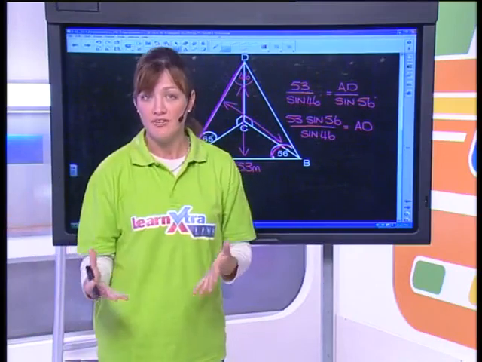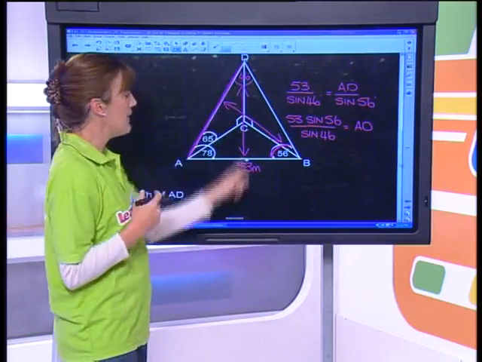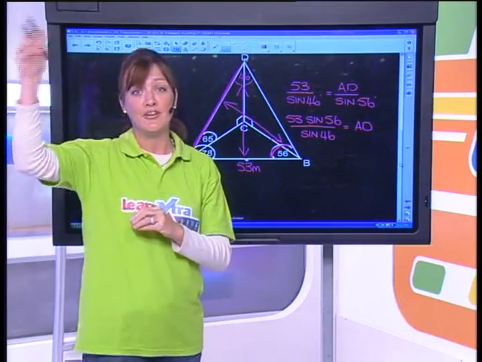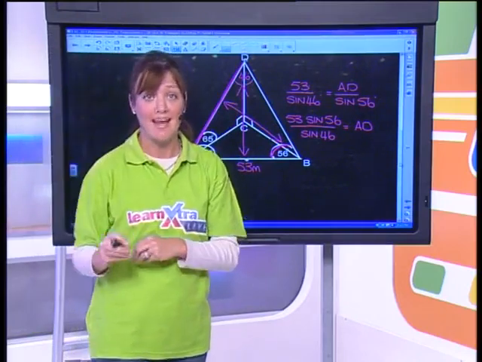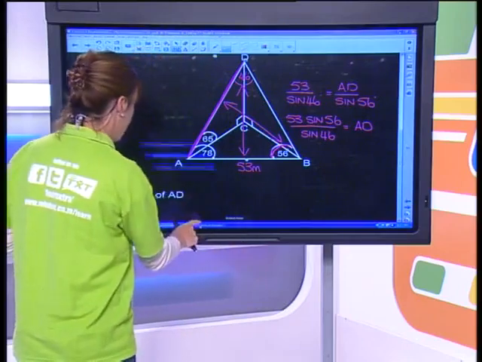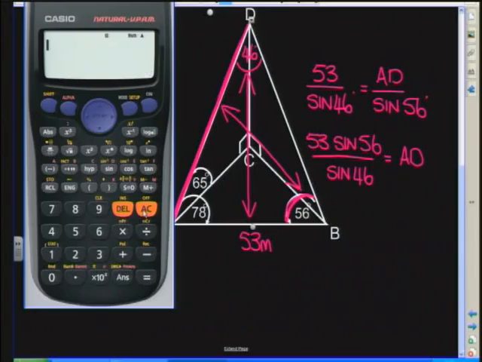Right, so what we used was the sine rule. How did I know to use the sine rule? Because I had an opposite pair of a known angle and a known side. Okay. Right, guys, and then we're going to take out our calculators again, and we're going to work this out.